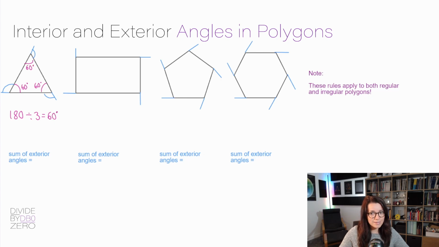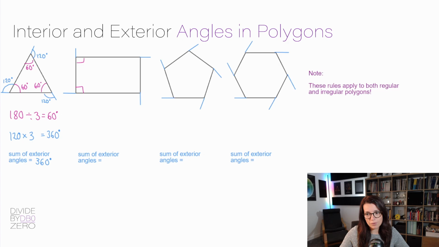Now, because the exterior angle forms a straight line with the interior one, we know that angles on a straight line add up to 180. Therefore, this exterior angle would be 120. Because it's a regular shape, all of them would be 120. And therefore, in terms of the sum of the exterior angles, we would do 120 times 3 of them to get 360. So for a triangle, the sum of the exterior angles is 360.